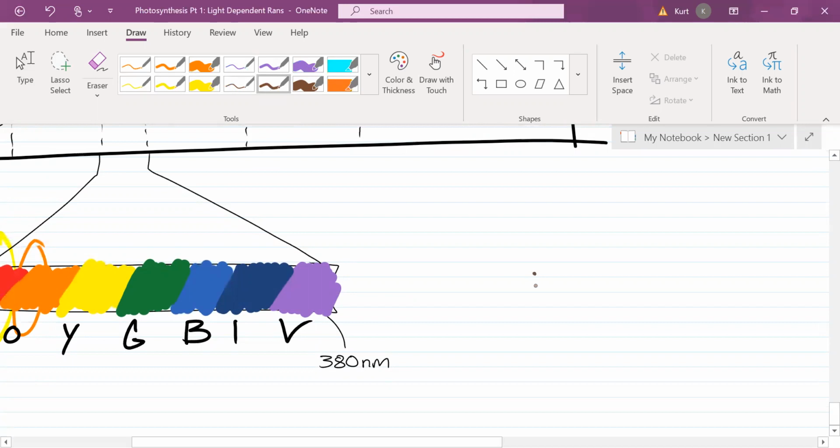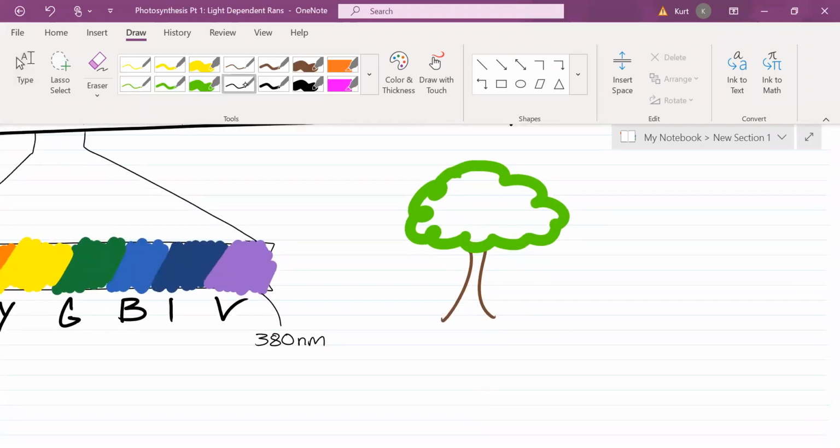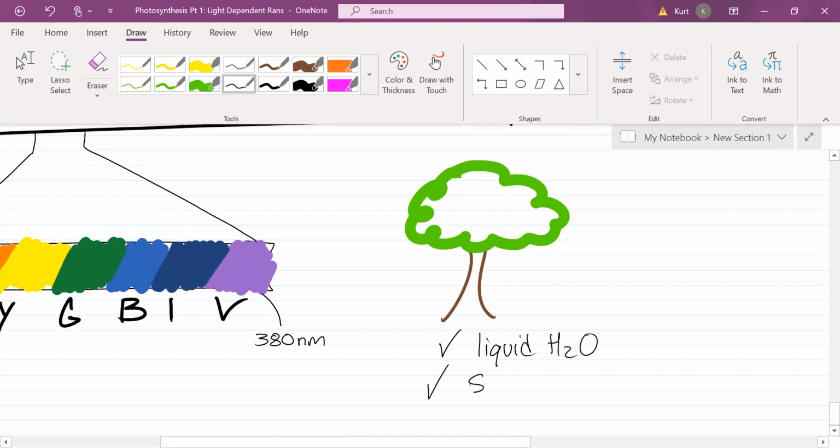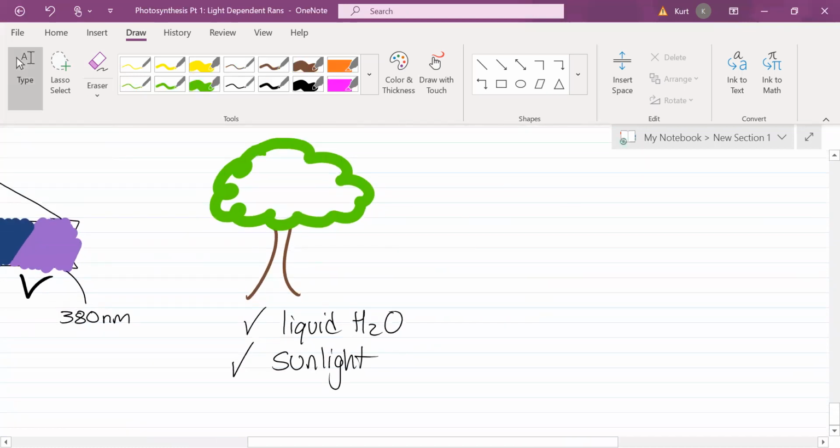So at this time of year, or during the summertime, trees are green. The reason that they're green is because there is plenty of liquid H2O, and there's plenty of sunlight. But as we get into autumn and then into winter, there's not going to be liquid H2O. Water's going to be frozen as snow or ice.